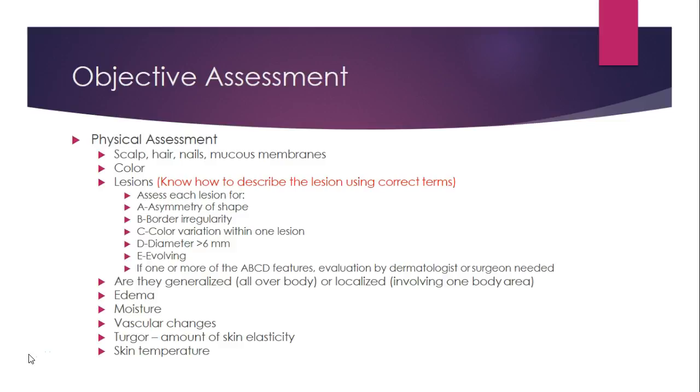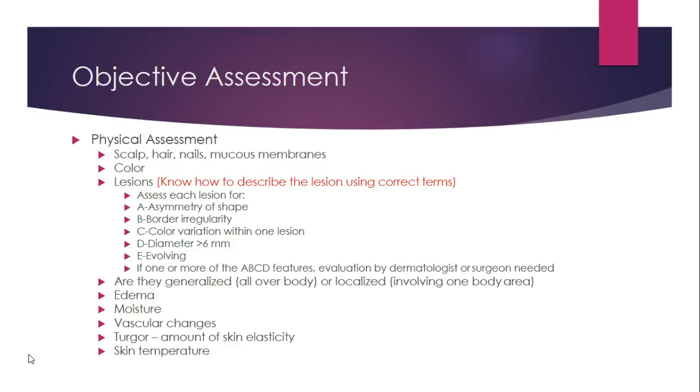C, look for color variation. What color is it? Is it brown and all one color? That is far less concerning than seeing brown and black and red, and having that all intermixed. Look at the diameter. What size is it? If it's greater than 6 millimeters, that tends to be more concerning.